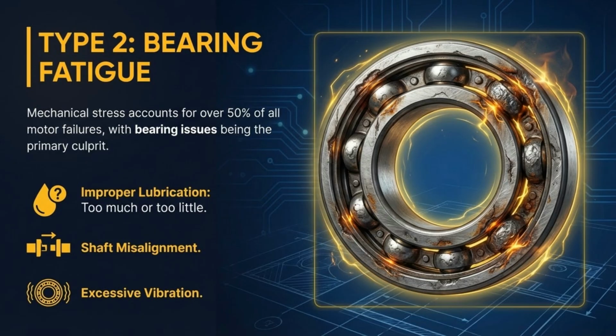Type 2 is bearing fatigue, which accounts for over 50% of all motor failures. Bearing issues are the primary mechanical culprit. Key causes of bearing fatigue include improper lubrication, too much or too little, shaft misalignment, and excessive vibration.